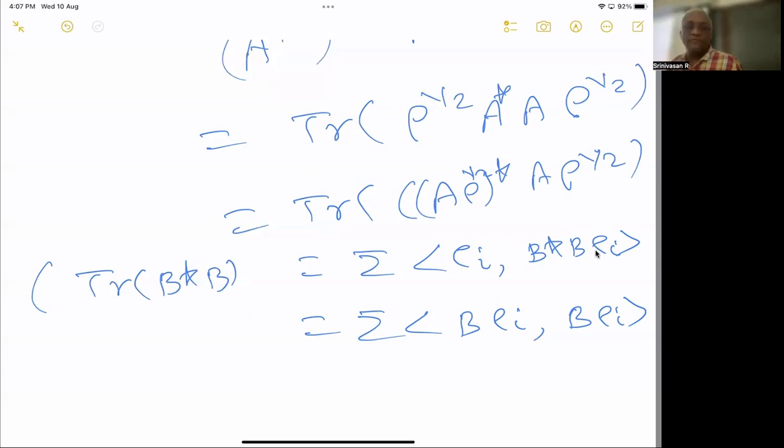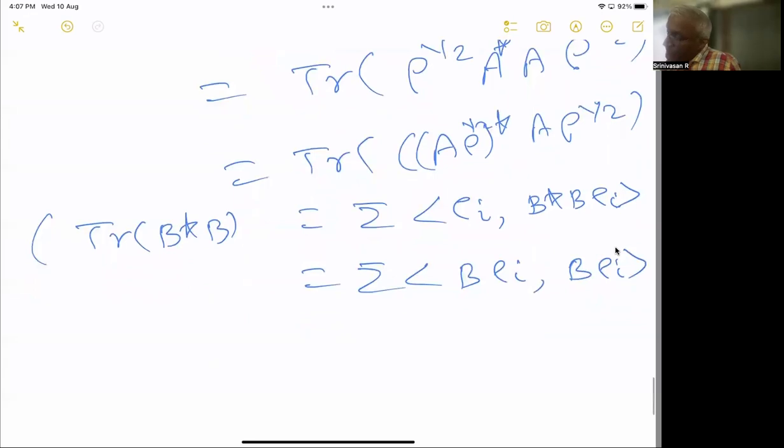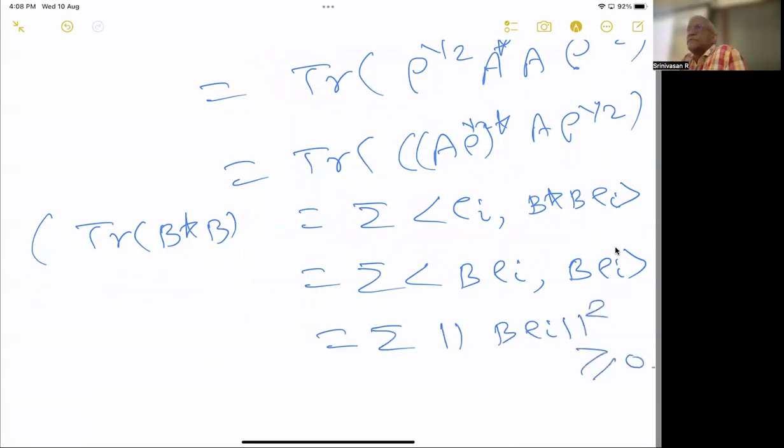Okay. So if you have any trace of B star B, this looks like some B star B, right? So now I am saying that any trace of B star B is positive because it looks like summation norm B EI square, which is greater than or equal to 0. Okay.